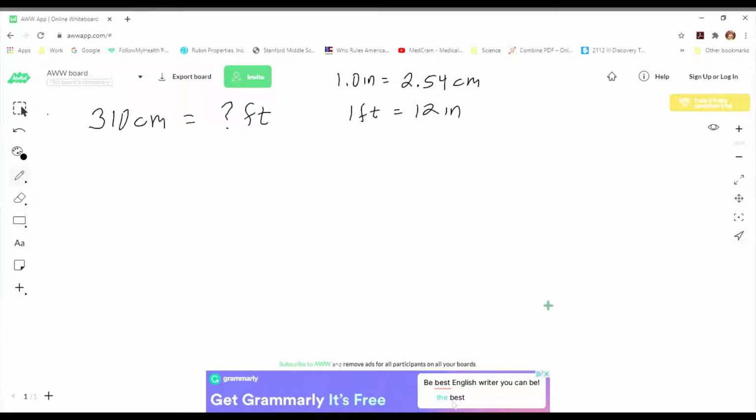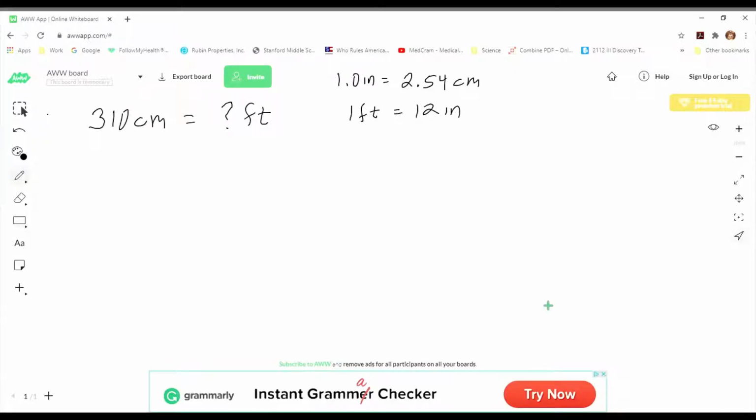So the plan here is to use this equality to make a conversion factor that'll turn centimeters into inches. Then once you have inches, you can make a conversion factor that will turn inches into feet, which is going to take 2 steps. So let's go ahead and do that. And I'm going to show you 2 ways of doing it, so you can see.